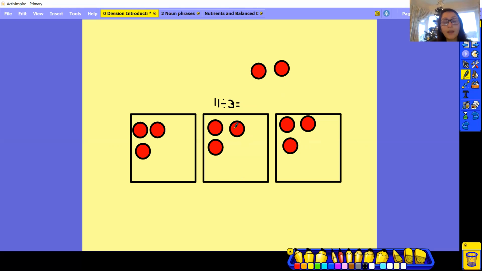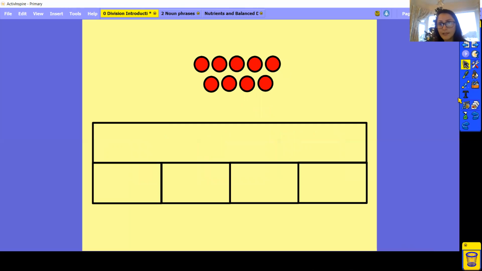So I know equally I can have 3 and I have a remainder of 1, 2. So 11 divided by 3 equals 3 remainder 2. Well done if you had a go at that and you managed to get that right. It's tricky stuff, this, okay? So let's have a look.